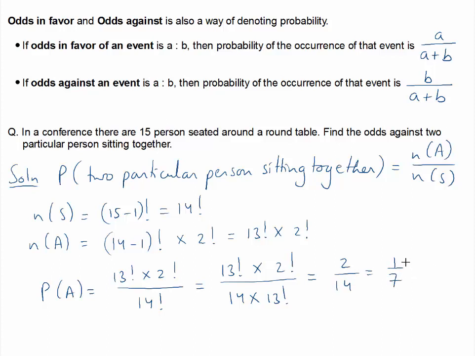Now this is not the final answer. This is the probability of occurrence of that event. So we will try and write this as 1 by 6 plus 1. So if you compare this with B by A plus B, we will see that B is 1 and A is 6. So odds against is A is to B. Now A is 6 and B is 1. So the answer is 6 is to 1.